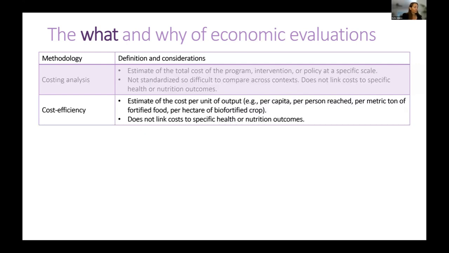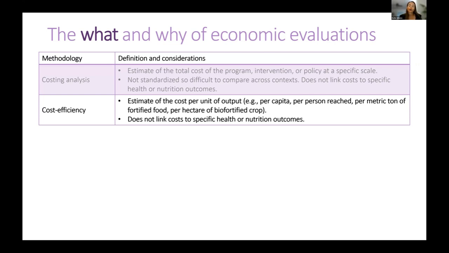Next is cost efficiency, and most cost analyses also calculate some measure of cost efficiency, or the cost per unit of output. So for example, cost per capita, or cost per person reached or per beneficiary, cost per metric ton of a fortified food, or cost per hectare of biofortified crop.